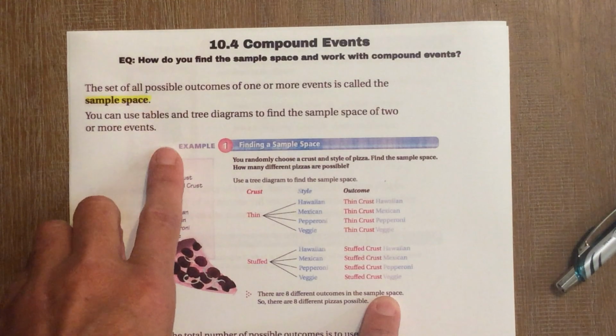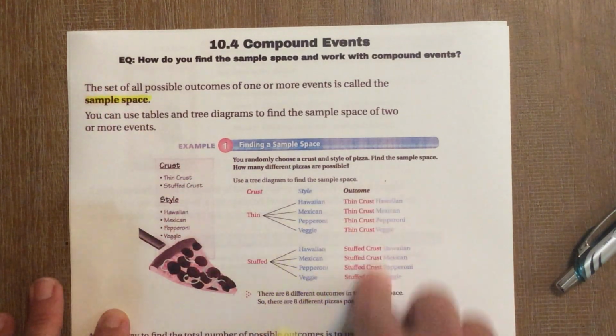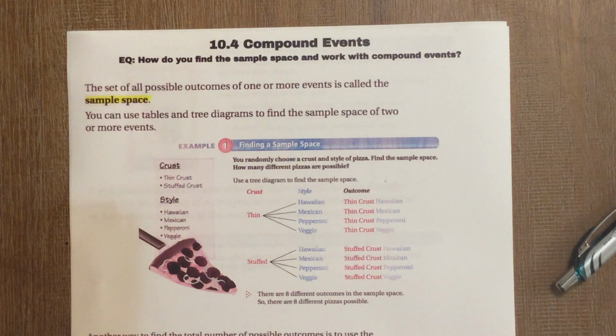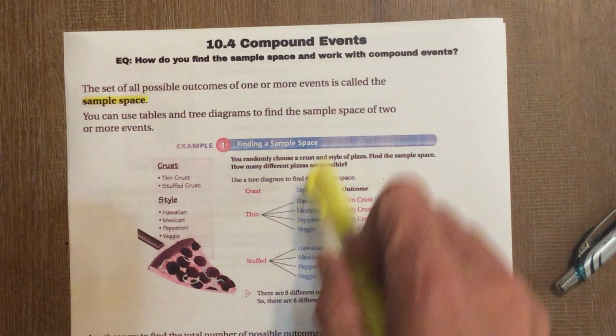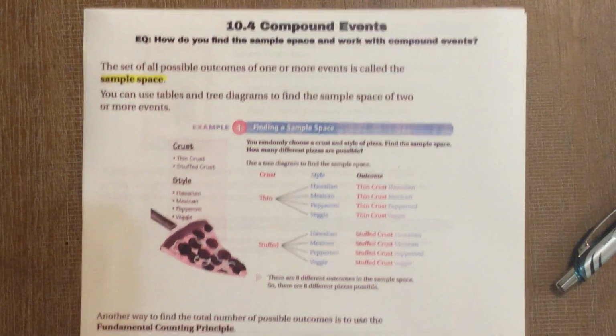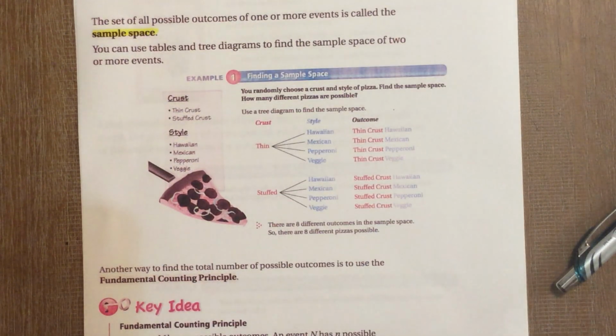So the sample space, again, is the numerical answer versus what are the outcomes, okay? Now, I want you to think about how this would change if I added a deep dish crust, okay? This would have 3 crusts and 4 different styles of pizza. And this is where we like to use something called the fundamental counting principle, okay? This is a lot simpler.